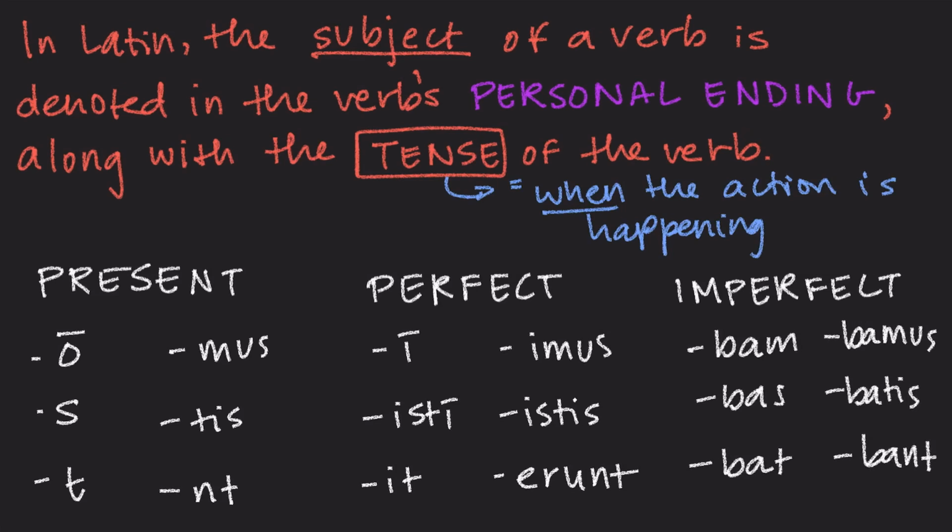So the column on the left is your singular column, on the right is your plural column, and then they're listed first, second, third person. So long O in the present tense would be your first person singular, S would be second person singular, T third person singular, and so forth.